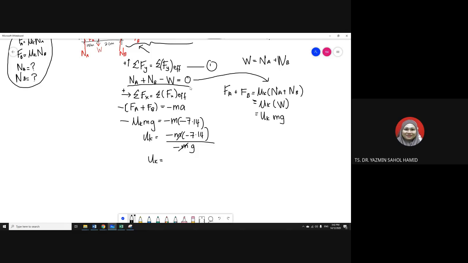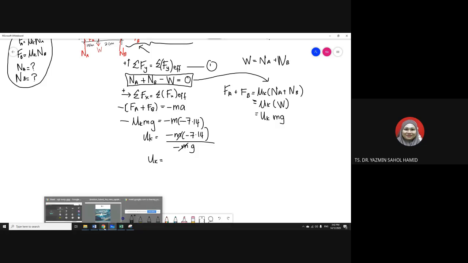This, I drew this box. Okay? Alright guys, your weight is equal to Na plus Nb. That's why mu K W. And then everybody knows weight is equal to mg. Okay, are any of you lost? Okay? Can you accept that? I'm going very slow.